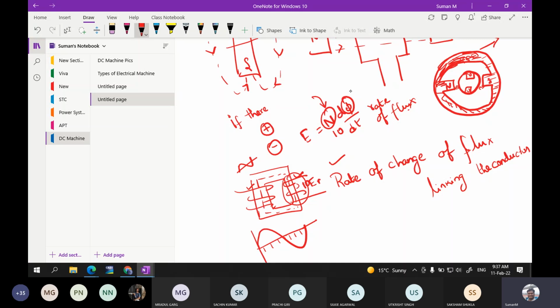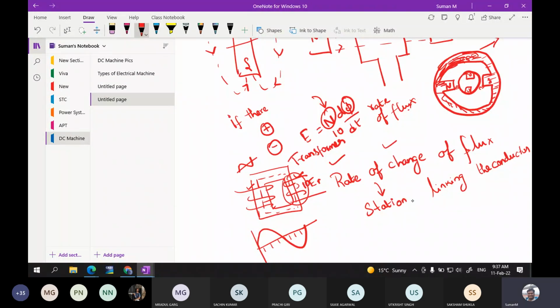So the rate of change of flux can cut the stationary conductor. The conductor is stationary and the flux is variable. Because of that, there is some EMF induced. That is what we have seen in the transformer. That is one way of inducing EMF.